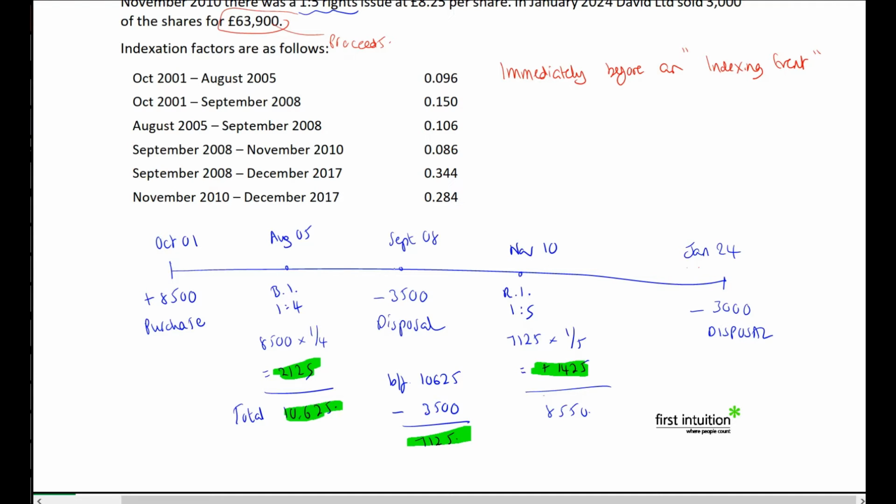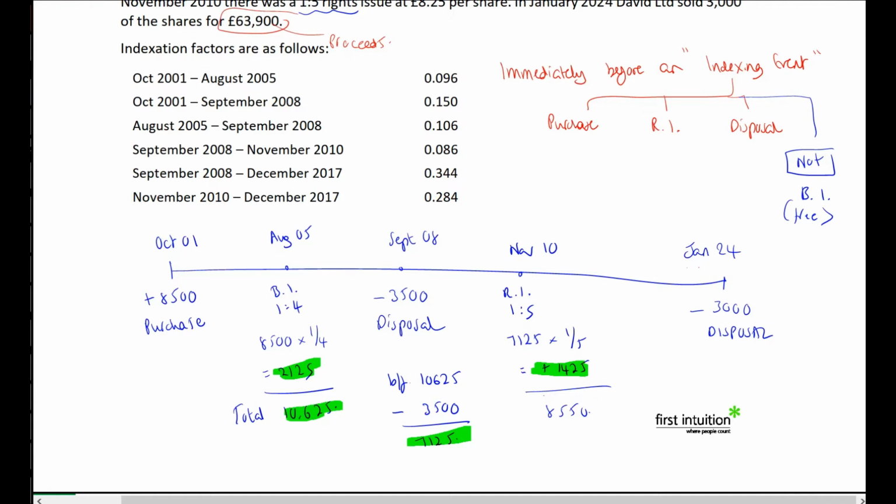And I just go to the next point here and then say, oh, look there, September 08, you disposed of some shares. The disposal of the shares affects the cost column. So an indexing event is a purchase because that's for cash. It's a rights issue because that involves cash, or it's a disposal because that reduces the cost of our shares. It is not a bonus issue because they are free shares.